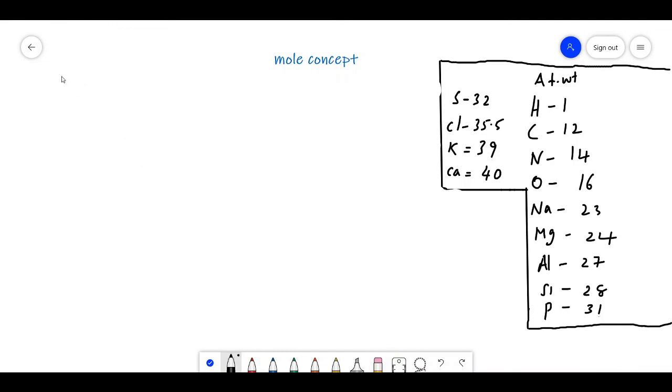Let us see one last problem. Find the volume of 16 grams of SO2 at STP.